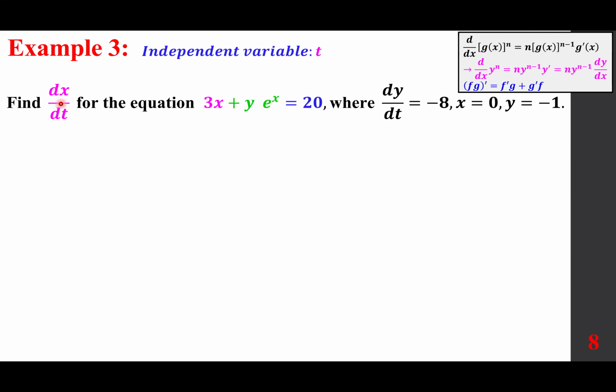Find dx/dt in example 3 for the equation 3x plus y e to the power of x equals 20, where dy/dt is negative 8, x is 0, y is negative 1. So we are going to differentiate term by term, starting with 3x. You get 3 dx/dt. And then to differentiate this, we notice it's the product of y and e to the power of x. We put a raised dot in between, f times g, and we're going to use the product rule on that.